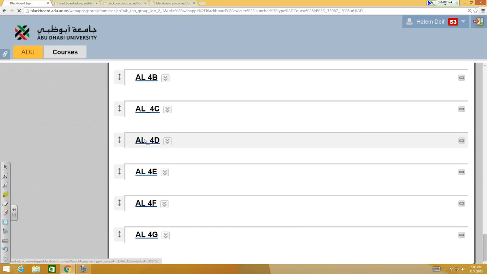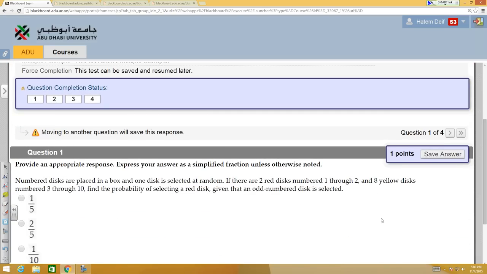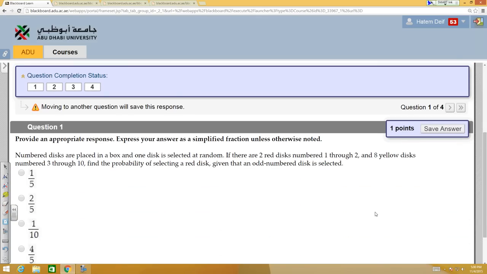So I'll go to active learning 4D first and try to solve it with you. Okay, the first question. A number of disks are placed in a box, and one disk is selected at random. There are 2 red disks, numbered 1 to 2. Every disk has a number and a color. So I have 2 that are red in color, and the number of the first is 1, and the number of the second is 2.